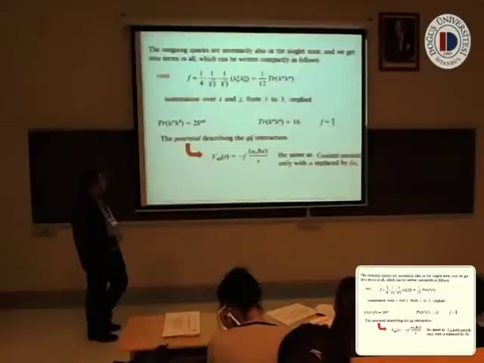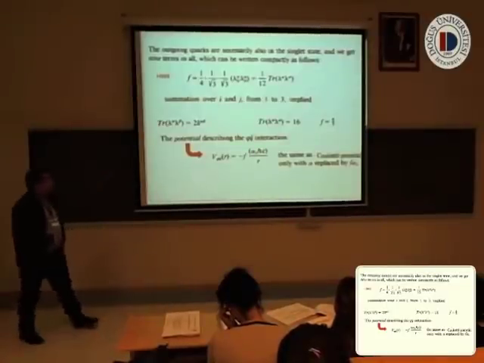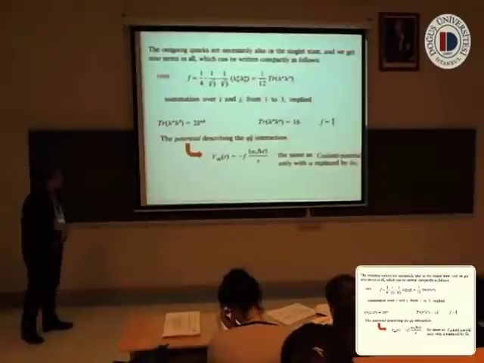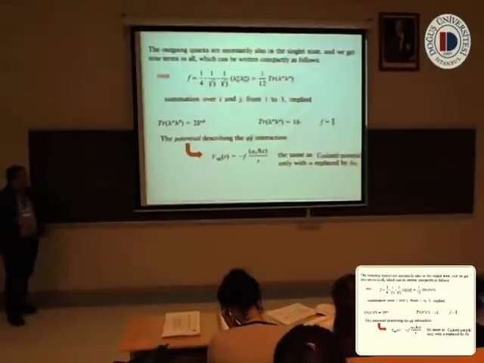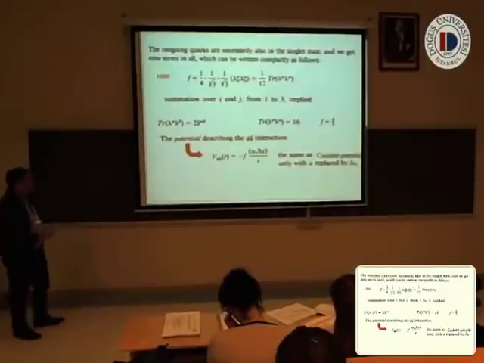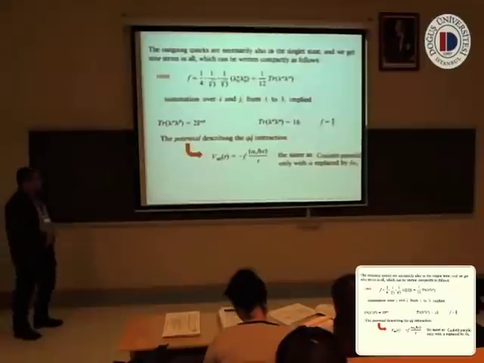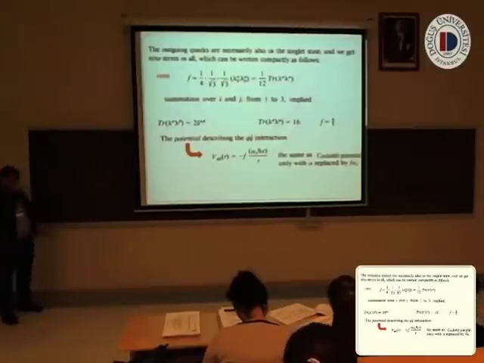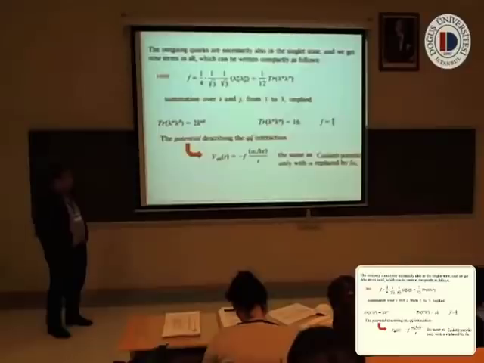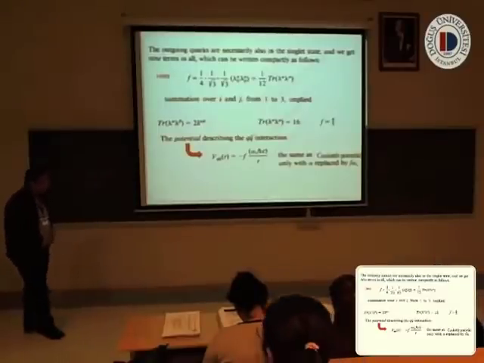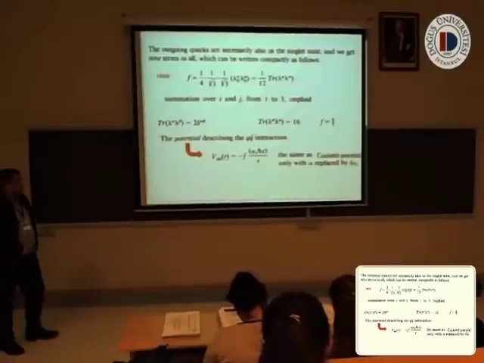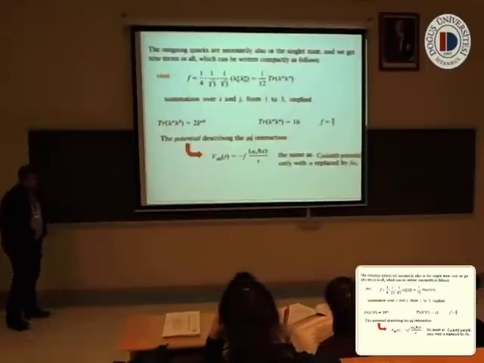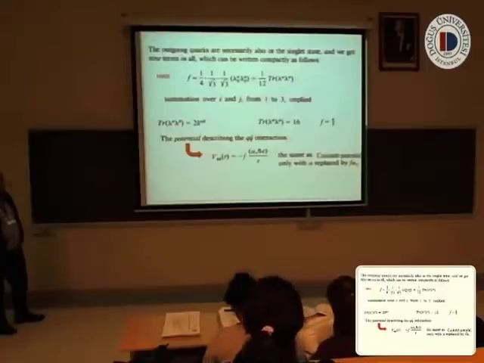Here you see we can write it as a trace of lambda alpha lambda. So the color factor for the singlet case is equal to 1 over 12 trace lambda alpha lambda alpha. And you had a homework to show trace lambda alpha lambda beta equals 2 delta alpha beta. And you can prove that the trace of lambda alpha lambda alpha, with a summation over alpha, will give us 16. So if we put 16 here, we will get the color factor for the singlet configuration as 4 over 3.